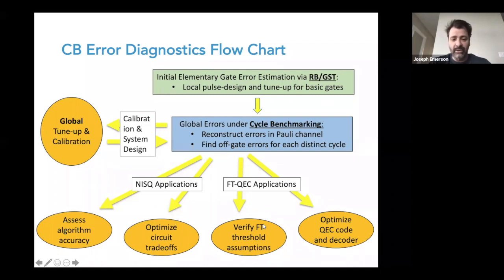People talk about fault tolerance being about beating a number, beating a threshold. It's much more complex than that. You have to make sure that the errors satisfy a very long set of assumptions. The errors have to be uncorrelated. Sometimes they have to be depolarizing. Each fault tolerant threshold, the good thresholds, make very strong assumptions on the noise, that it's very well behaved, that it's a depolarizing channel, that it's Markovian, that it's uncorrelated, and so on. So how do you check those assumptions? Well, that's what cycle benchmarking lets you do.